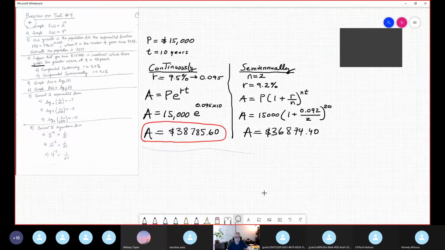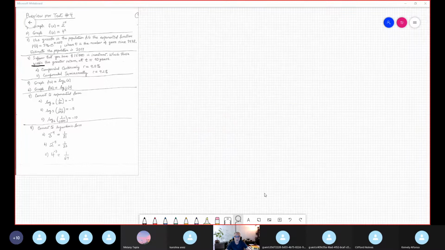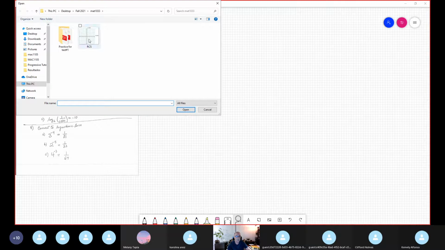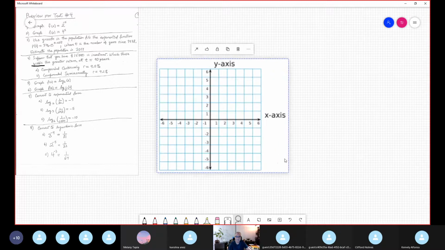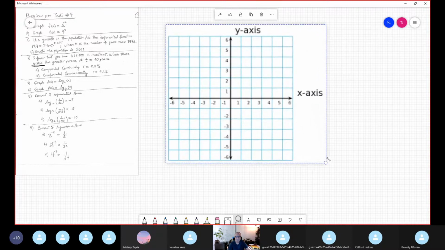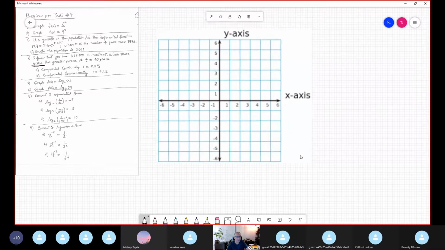The next question is pretty easy. It's about the graph of the logarithm. In the last class, I remember we were doing the graph of the exponential, and now I am doing the graph of the logarithm. Okay, let's do question number 5.